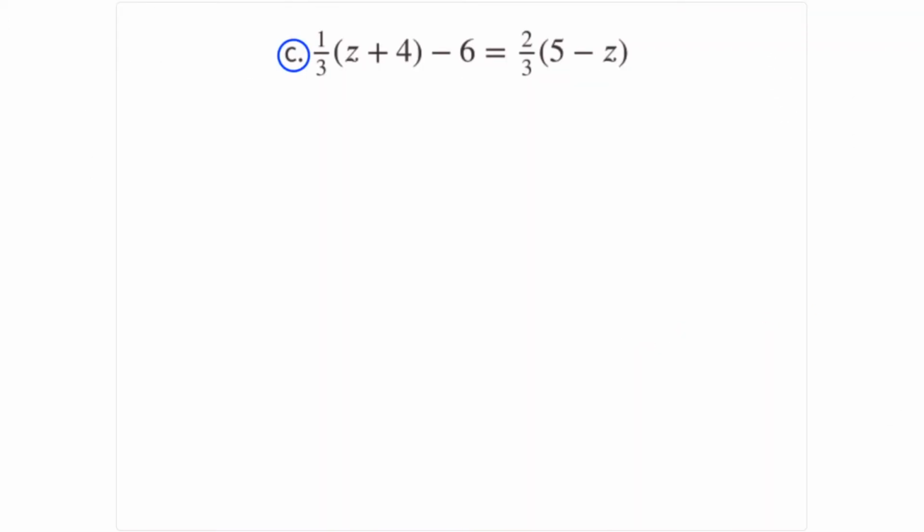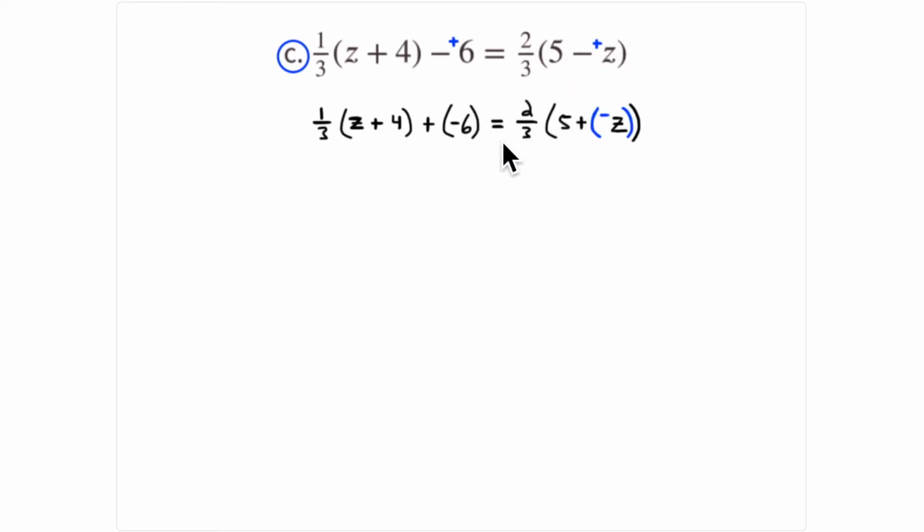This is problem 2C, and I don't really see any easy ways to solve this. I'm just going to have to work through this. So it's going to be 1/3 of whatever's inside these parentheses, and then subtract 6 from that, or add a -6, and 2/3 of whatever's inside these parentheses.